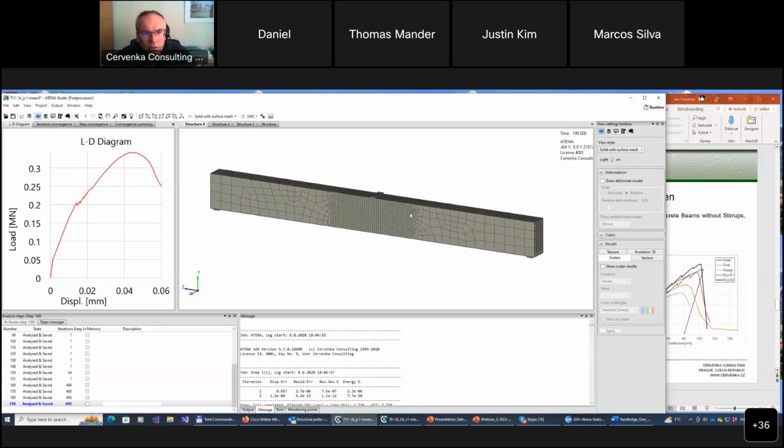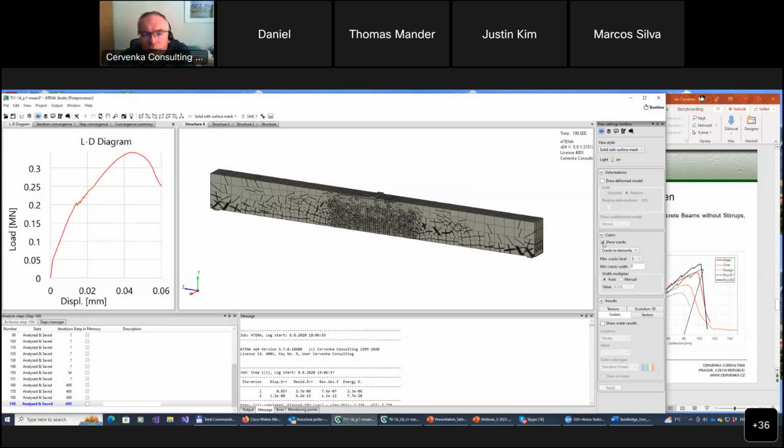So if we look at the cracks, I open a new window and I use this crack toolbar to show cracks. And again, something I want to emphasize: if you display all cracks, typically the figure is very misleading. Sometimes you see cracks everywhere. So I usually recommend to use only the first crack, because this is usually the major crack.